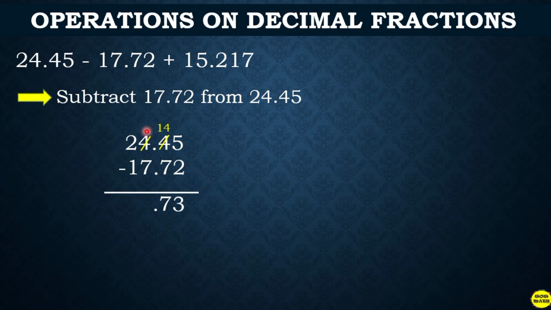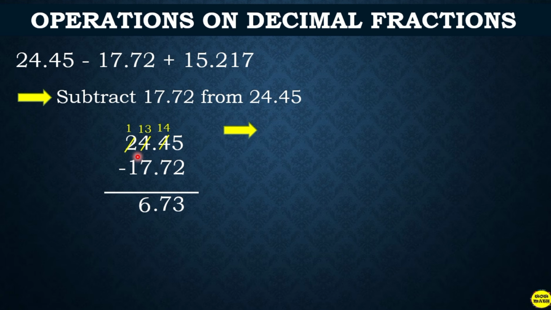Kasi ito ay 3 na lang, di ba? So yung 3 natin magiging 13. Okay, so ito lagyan natin ng mark. So 13 minus 7, that is 6. And this will become 1. So 1 minus 1, that is 0. So hindi na natin need ilagay yon. So 24.45 minus 17.72 is equal to 6.73. So nakuha na natin yung difference, yung sagot doon sa 24.45 minus 17.72.